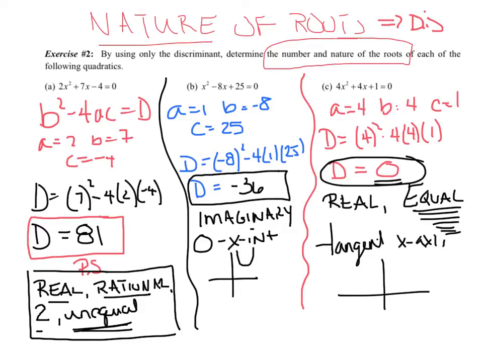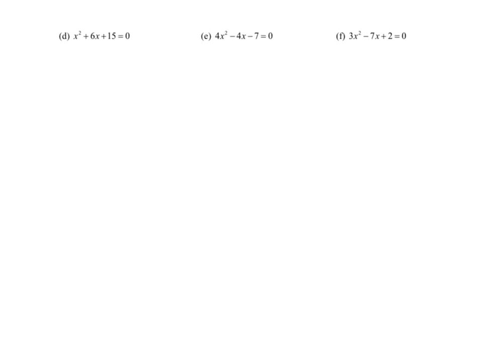Okay, so let's get a little sketch in there. It's sitting right on the x-axis. It has the same roots. Maybe it's 5 and 5 or 6 and 6. They are sitting right on the x-axis. So the key word is that they are real and equal and tangent to the x-axis. Okay, a couple more to practice.